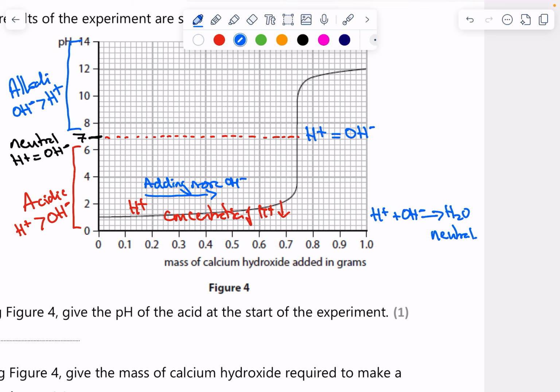If we then carry on beyond this, we're going now into our alkali region on the graph, and this is because there is now an excess of hydroxide ions, because we're adding more OH- ions, and therefore in that region the OH- ions are more abundant than the H+, and we have pH values that are very high. Hopefully that helps to explain the shape of the graph, and every pH curve will have a similar shape for the reasons we've outlined in this response.